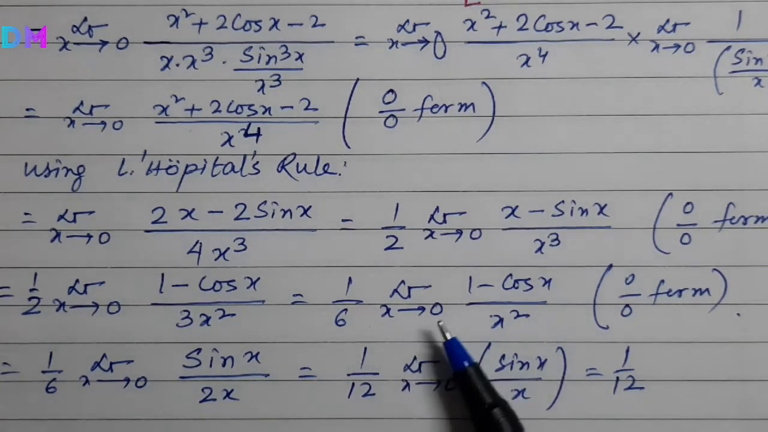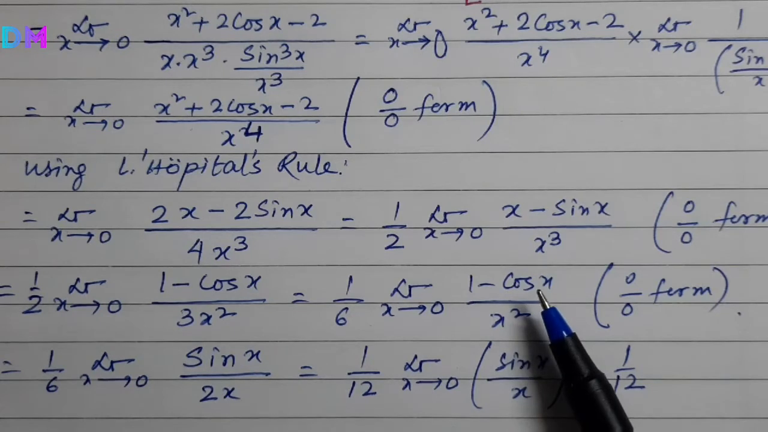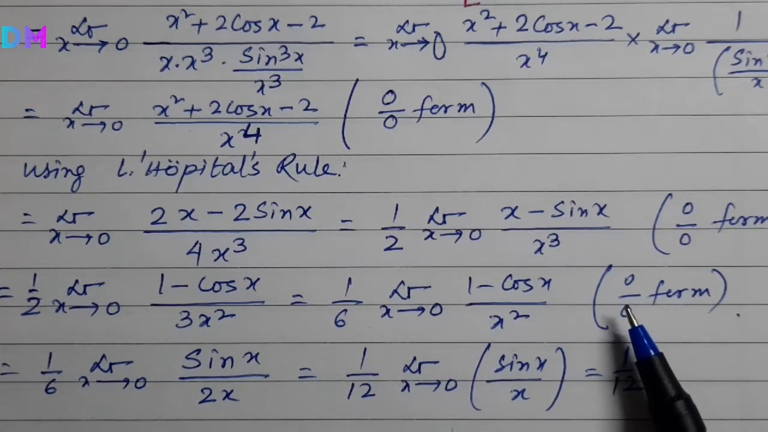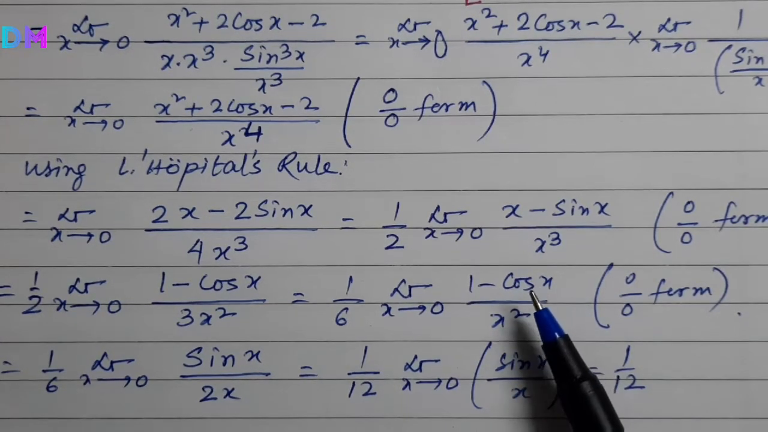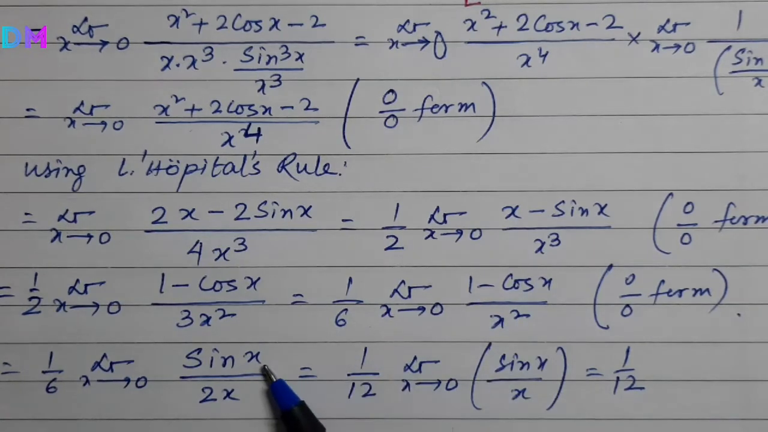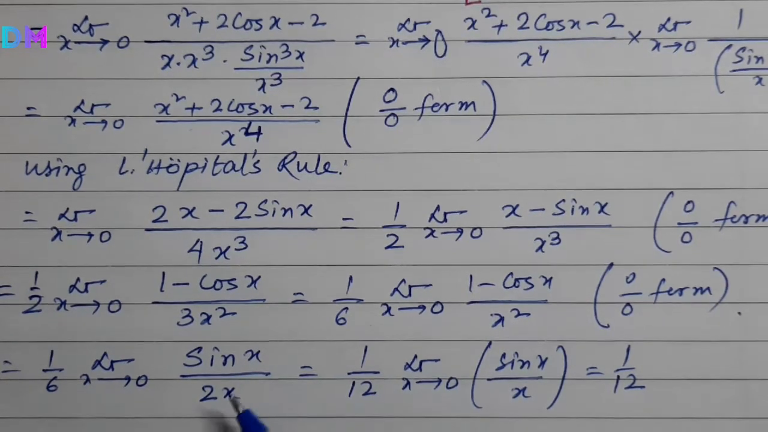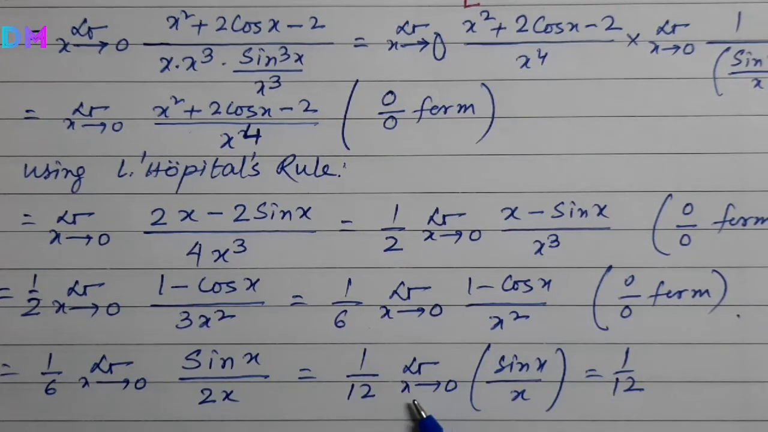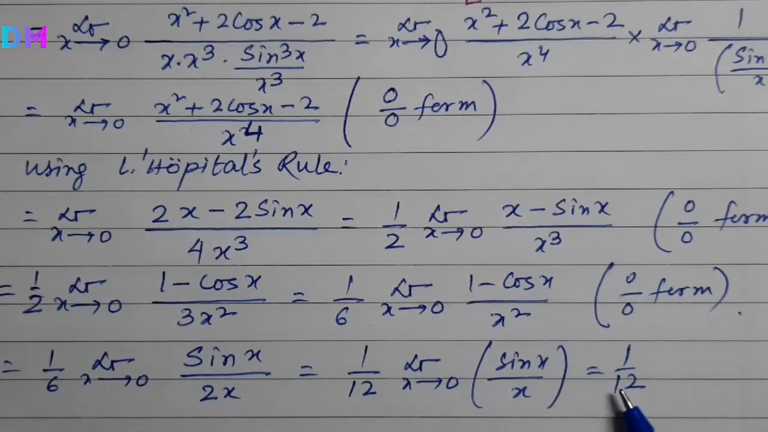Now if we put the limits, again we can see it is a 0 by 0 form, because 1 minus cos 0 is equal to 1 minus 1, by 0 square. So it is again 0 by 0 form. Now again we can apply L'Hopital's rule. If we differentiate the numerator, it will be sin x, because the differentiation of minus cos x is sin x, and the differentiation of x square is 2x, so it will be sin x by 2x. Already outside there is 1 by 6, so this 2 will go outside and it will become 1 by 12 times the limit x tends to 0 of sin x by x. Now sin x by x is equal to 1, so therefore 1 by 12 is the answer.